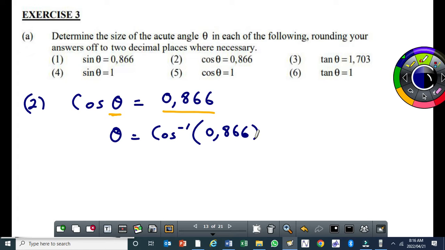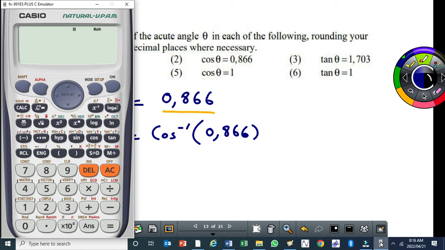There's some sunlight that was shining on my board. I cannot see properly.